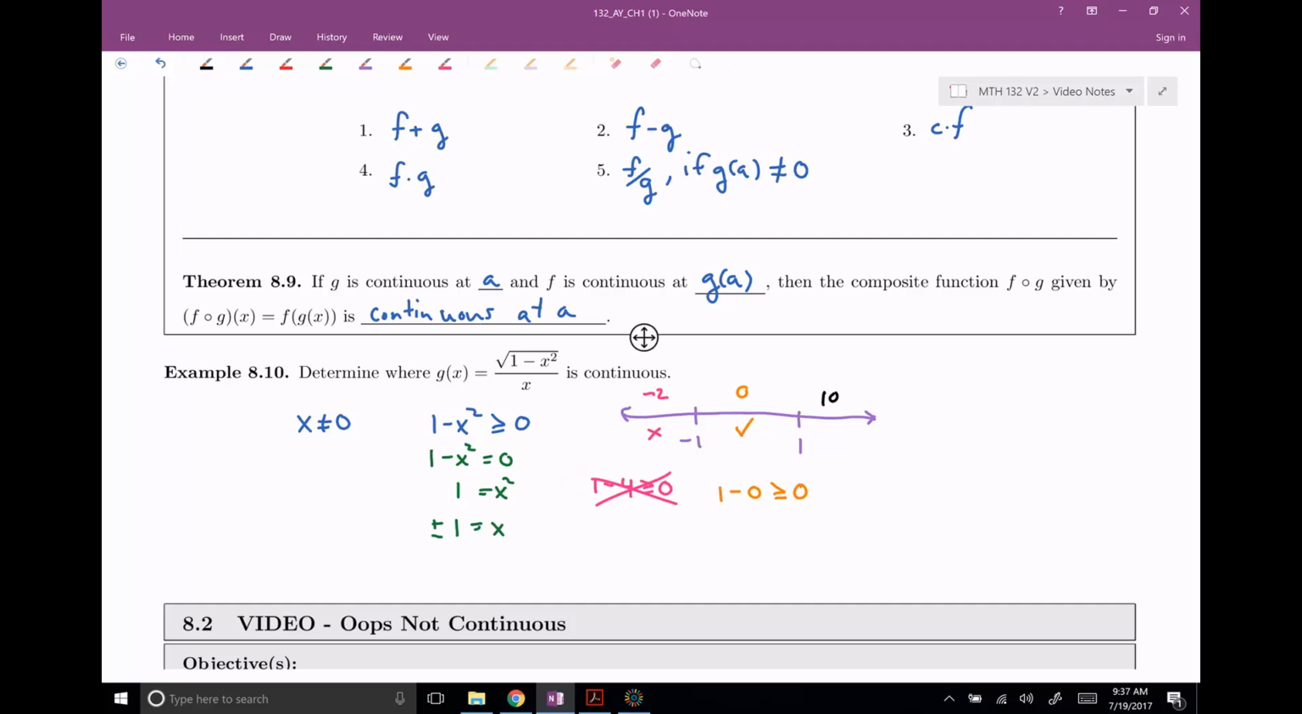So, okay, 10 squared will be 100, and 1 minus 10 squared is 1 minus 100. Well, that's going to be -99. Is that greater than or equal to 0? Absolutely not. So the only place that this inequality holds true is between -1 and 1.